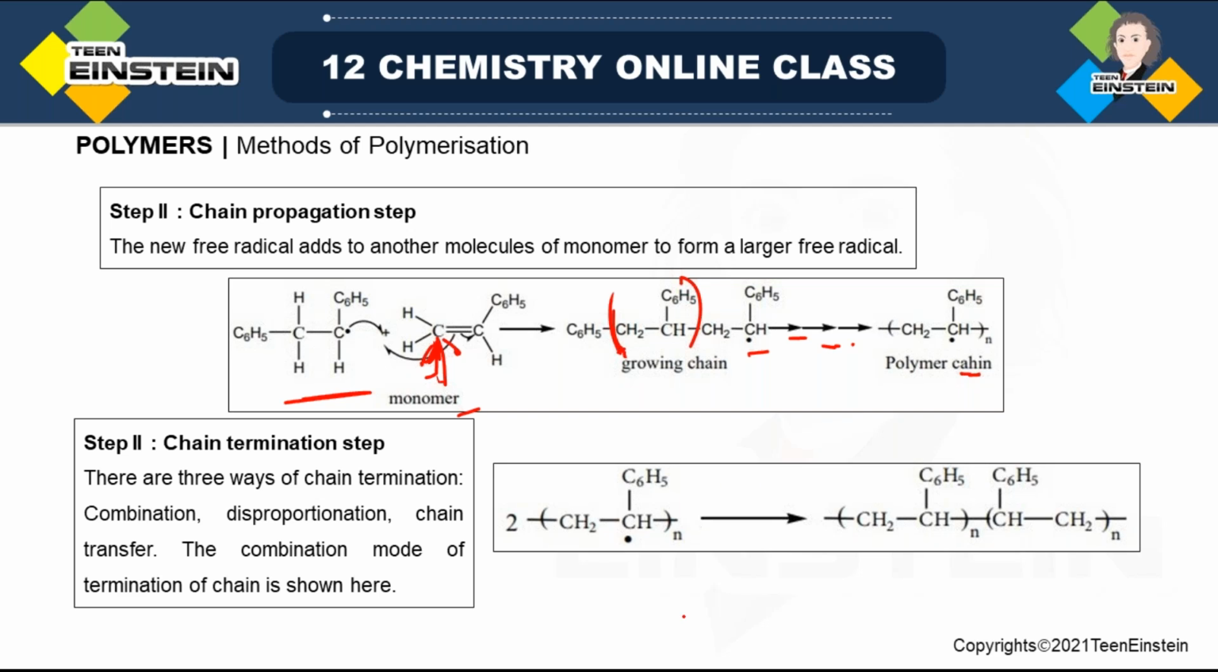Combination mode is very simple. You take two chains, as if two polymer chains you have taken. This dot will be connected with another dot. Suppose you have two dots. Now these two dots are connected. So this is a newly generated bond. In this way termination will occur, and ultimately the reaction will be complete. Fine.